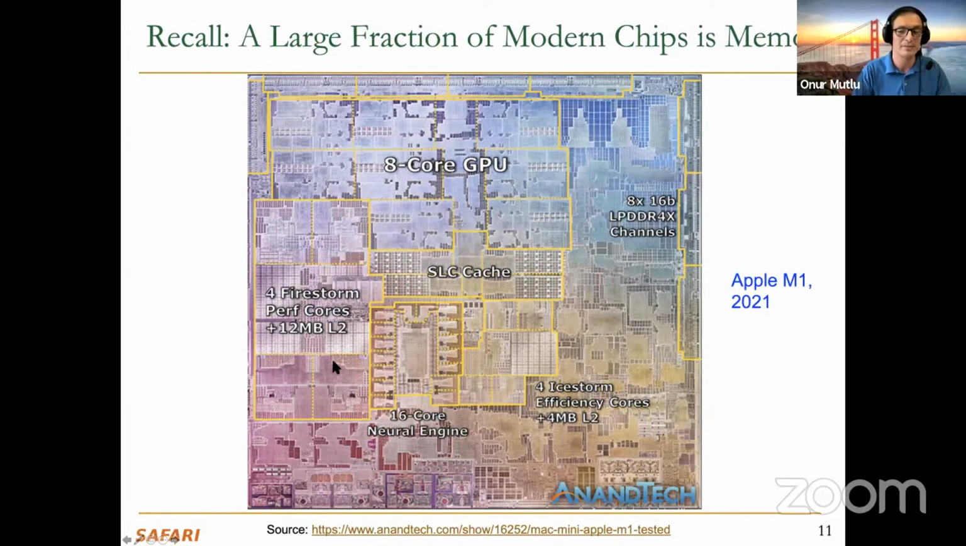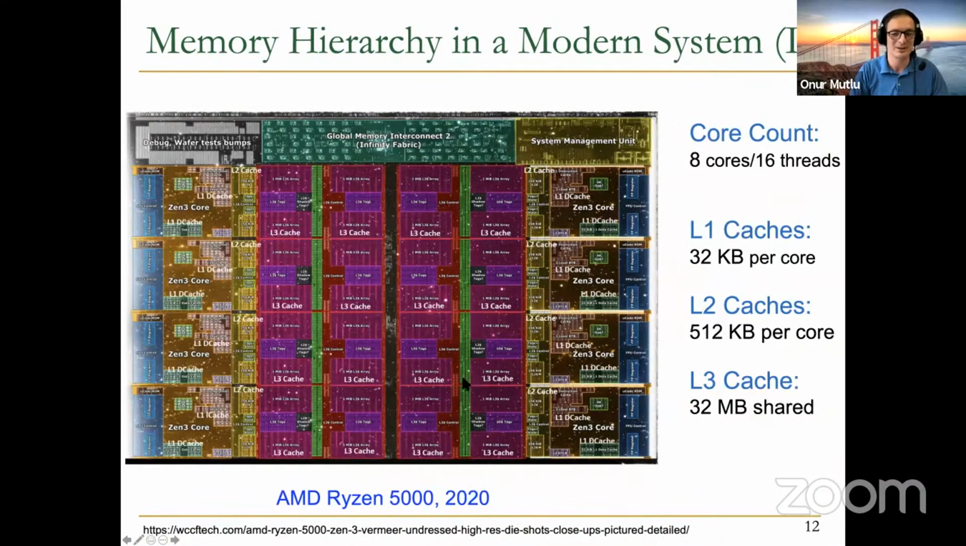You can see 12 megabyte caches here in the fast cores, high performance cores, 4 megabyte cache in the efficiency cores, as they call them, a system level cache. And GPUs also have things that are not designated over here. And you can see the memory channels are also part of the memory hierarchy. So if you extend this, you look at a chip like this.